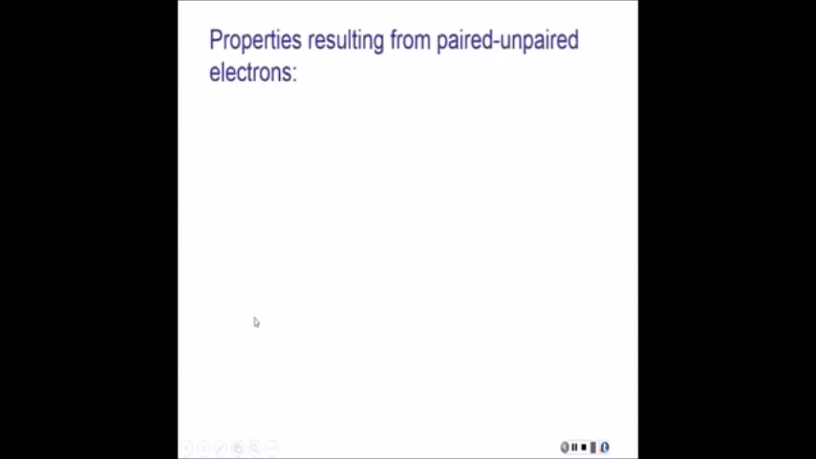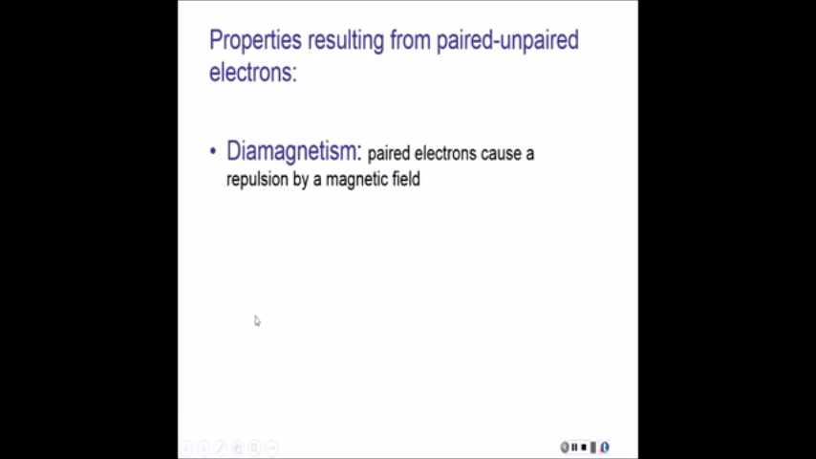Properties resulting from unpaired electrons. The first one is called diamagnetism. If an element has all of its electrons paired, then that element actually would be repulsed by a magnetic field and would not be able to be held by one. When we think about metals being held by magnetic fields, it's mostly iron.